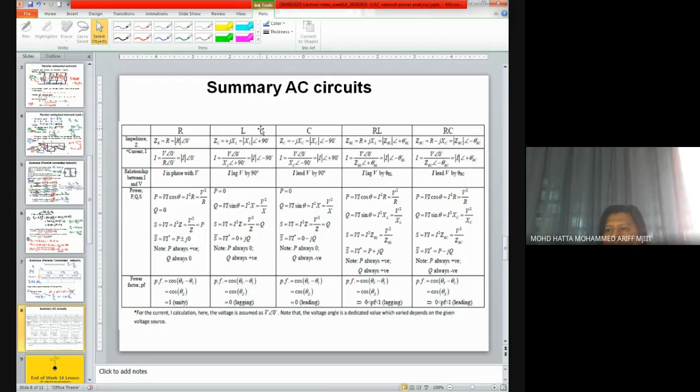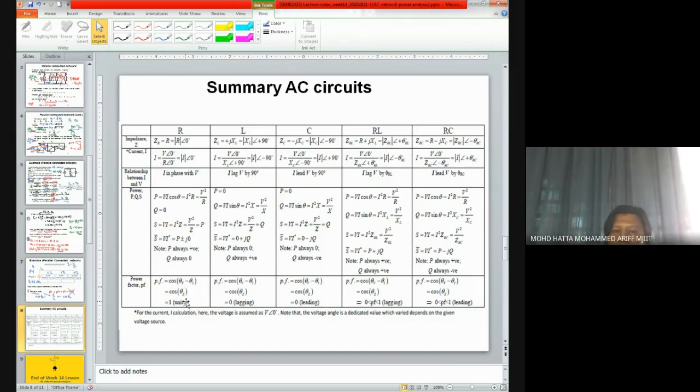If you look at the L column over here, we have Q, which is always positive. And in the RL column, Q also will always be a positive value. And looking at the C column and the RC column, Q will always be a negative value. That is a quick check on how you can verify whether your answer is correct or wrong based on the reactive power.